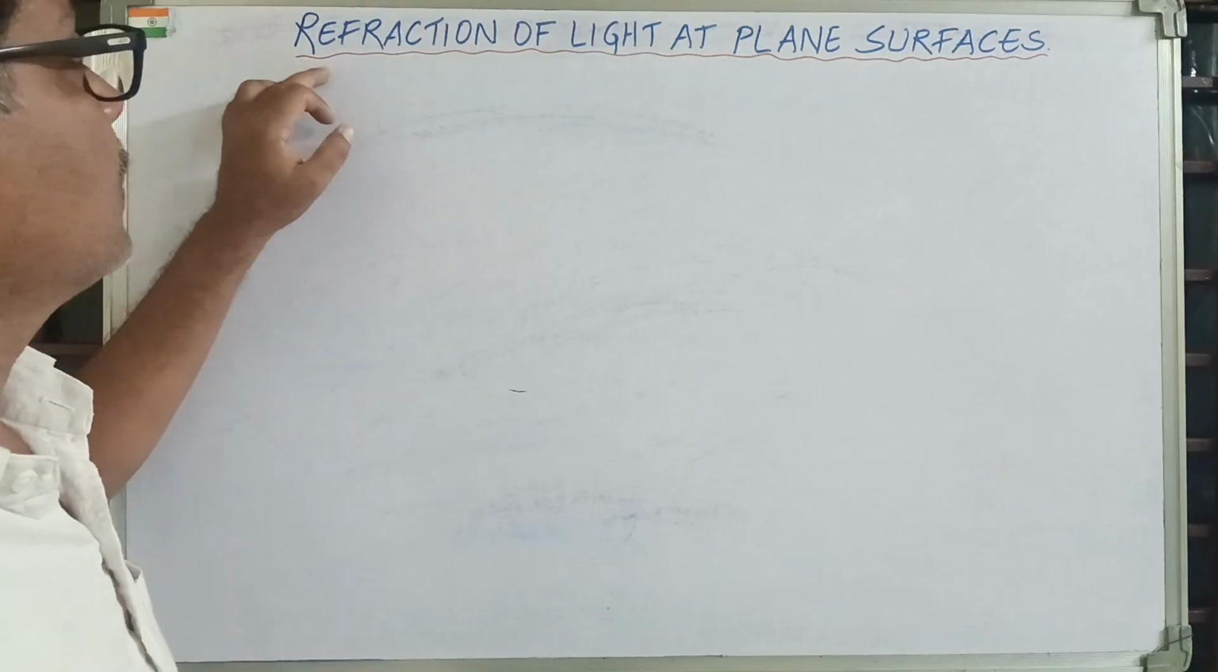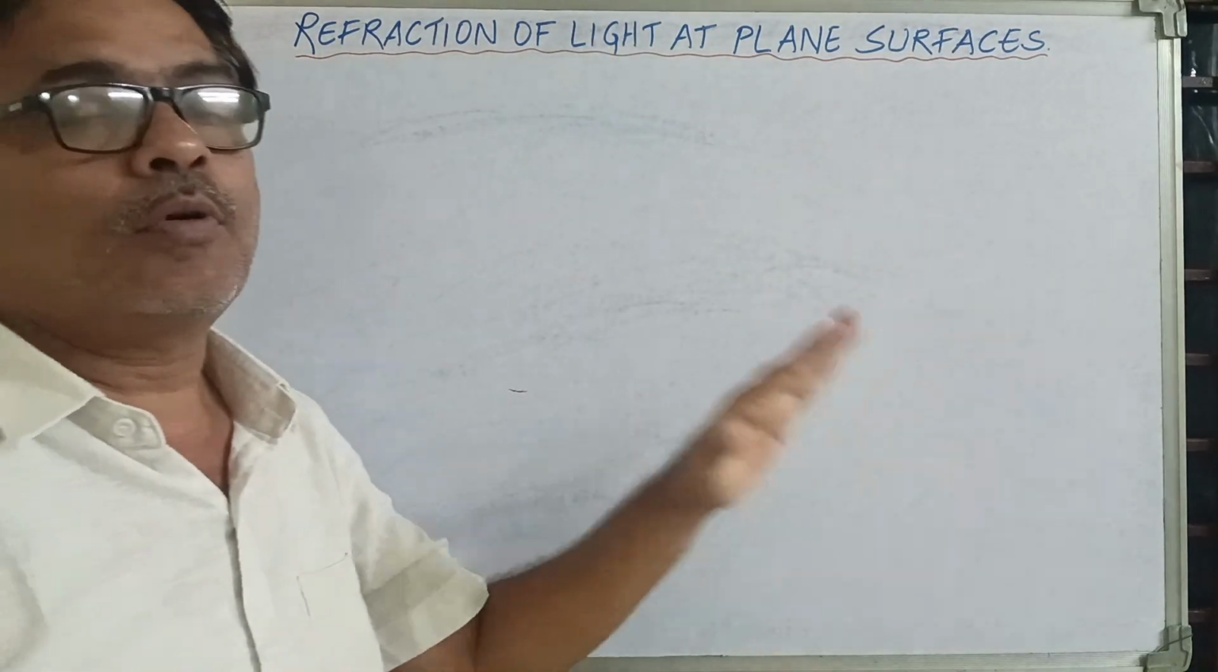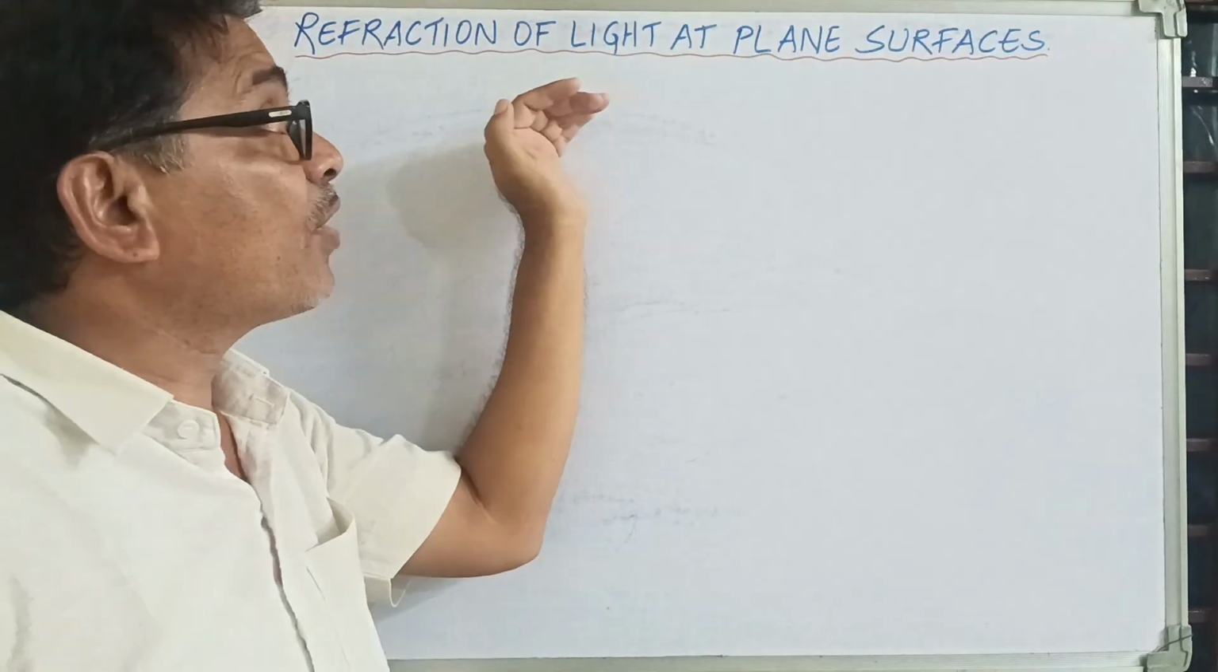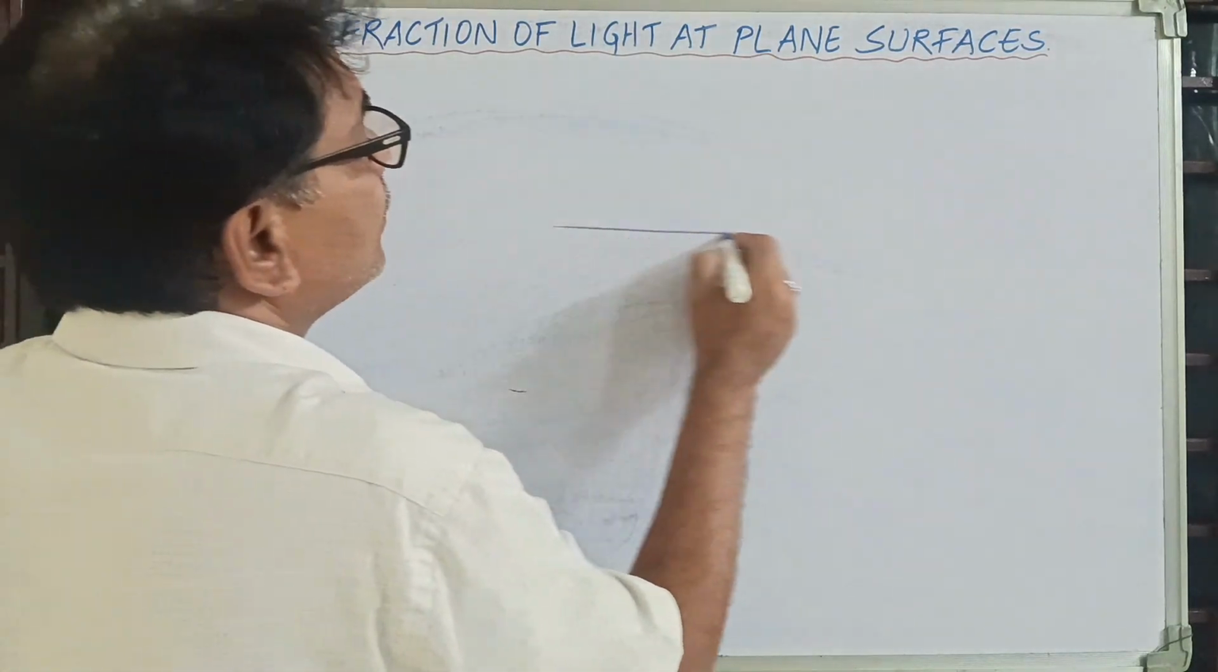Today our topic is about refraction of light at plane surface. It's not about reflection of light, it is about refraction of light. What do you mean? What is the main difference between these two?